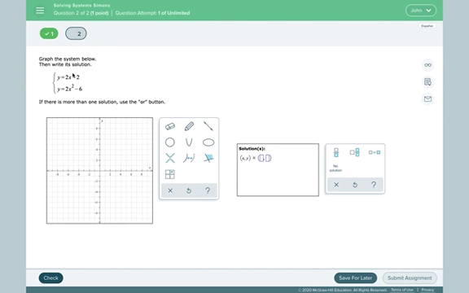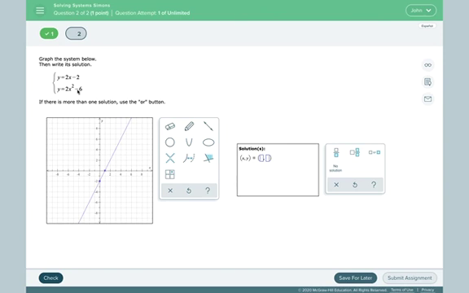2x minus 2. All right, so let's do the linear one, which is the top one first. My y-intercept is -2, and my slope is 2, so that's up 2 over 1. Up 2 over 1. There's my line right there. 2x squared minus 6. This is going to look a lot like that last one we did.